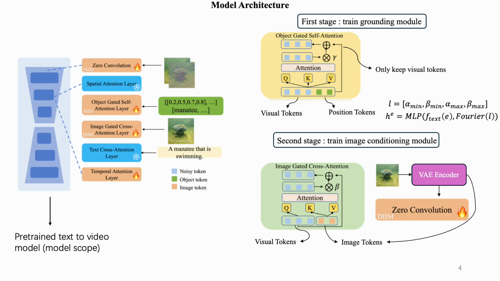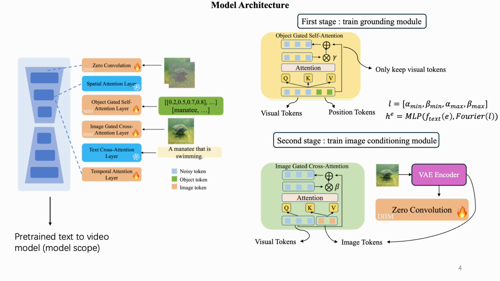This slide presents our model. Our model is built on top of pre-trained text-to-video generation models. We use the open source ModelScope T2V model. The right side of the slide shows our proposed modules to introduce the motion and image information to the model.